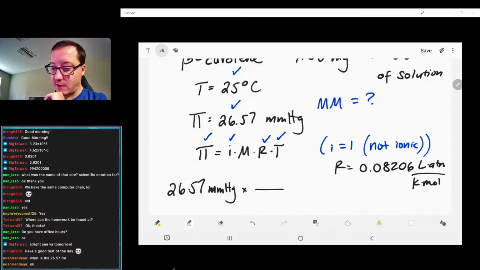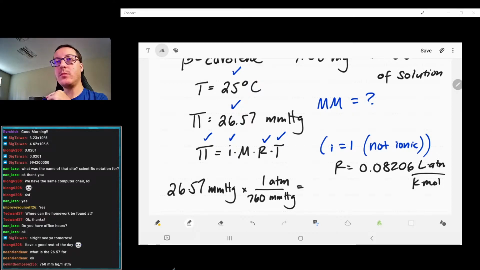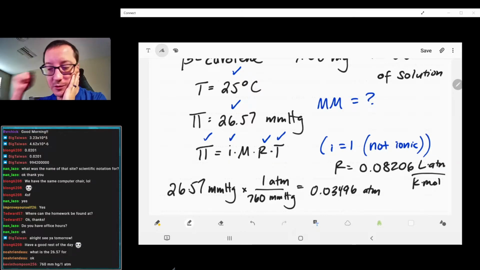What's the conversion factor for millimeters of mercury? Do we remember this from chapter 10? Trying to remember. Gas laws, remember? It is 760, if we recall. Yep, exactly. So if we go ahead and do this, 26.57 divided by 760, we get 0.03496 atmospheres. Technically there's a 0 after it, so let's not even worry.